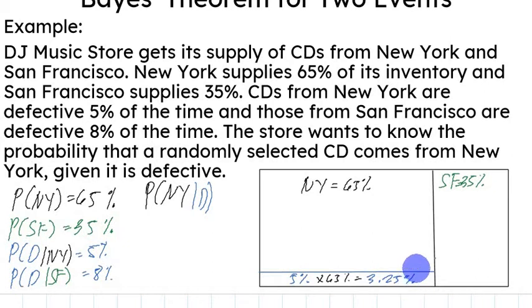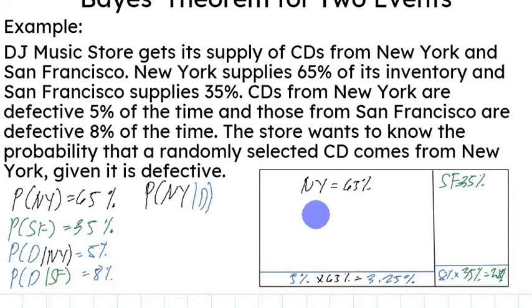3.25%. The other thing here that we know is that it's defective given it's from San Francisco. So let's draw that line again. A little bit higher this time, but let's move it down a little bit. There you go. So this one here is that 8% of the 35% are defective. So that means we'll have 8% times the 35% would now be equal to 2.8%. A little bit small, but there you go.